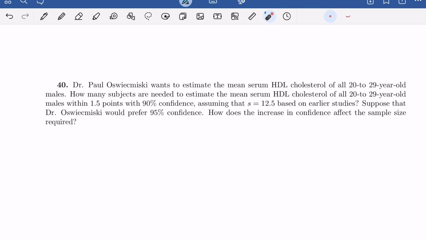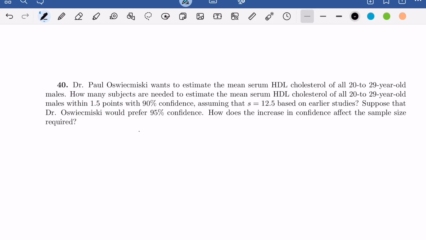Okay, so for this problem, this doctor wants to estimate the mean serum HDL cholesterol of all 20 to 29-year-old males. And we want to determine how many subjects are needed within 1.5 points with a 90% confidence, assuming that our standard deviation is 12.5. What happens if this doctor would prefer a 95% confidence? How does the increase in confidence affect the sample size required?